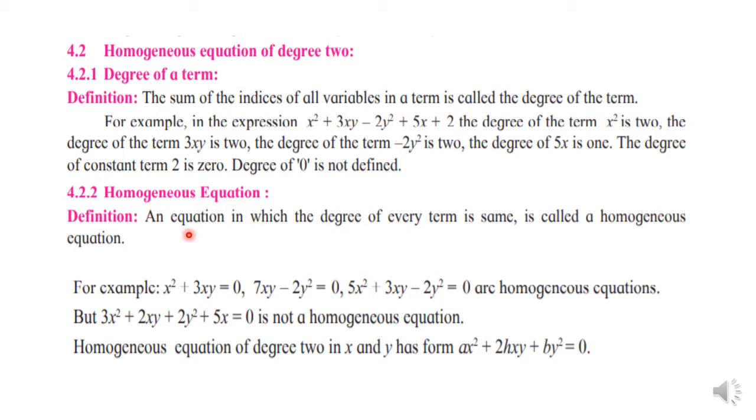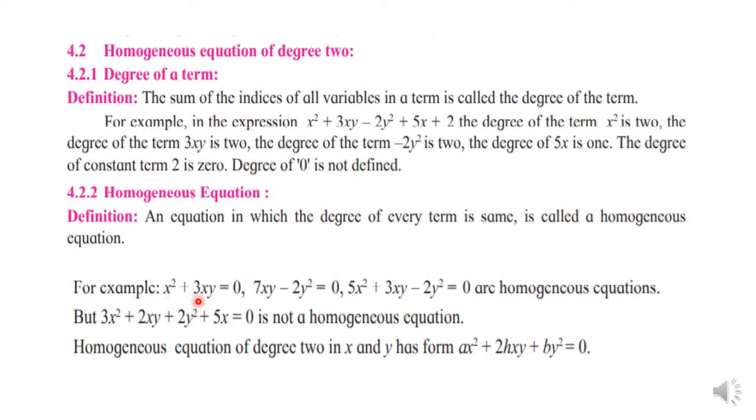We go on to what is the meaning of a homogeneous equation. An equation in which the degree of every term is the same is called a homogeneous equation. Now, the equation of any line is a homogeneous equation because, as the name suggests, in a linear equation the degree of each term is 1.